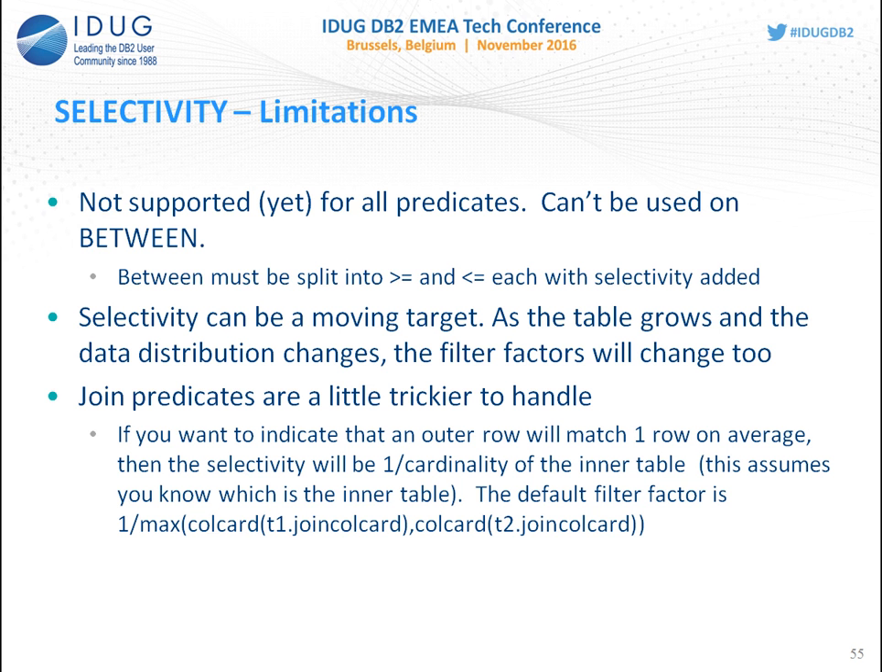And join predicates are trickier to handle because it depends on the cardinality of the inner table, and I'm running out of time, so I won't go into detail on that.